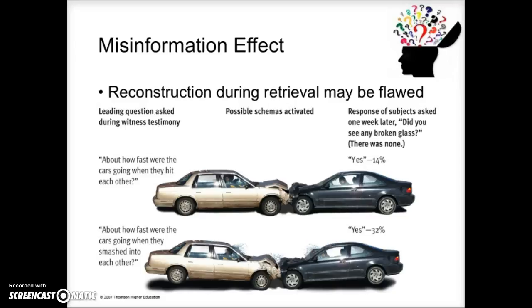If my first question primed you with the word smashed, how fast were the cars going when they smashed into each other, I'm going to prime your memory. I'm going to activate memories associated with the word smashed. Then when I ask if there's broken glass, because smashed was previously activated, it's going to increase the likelihood that the memory you retrieve is going to be inaccurate.